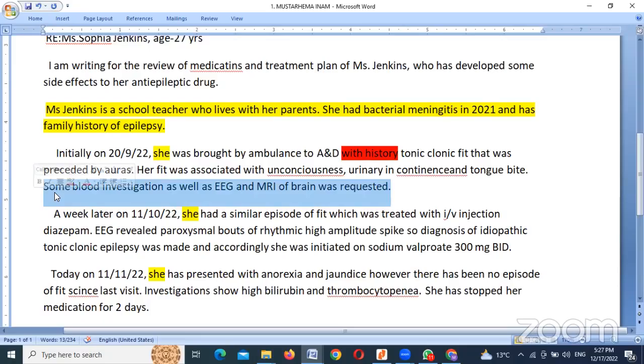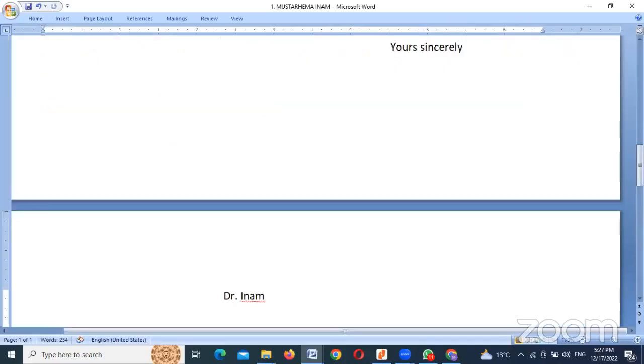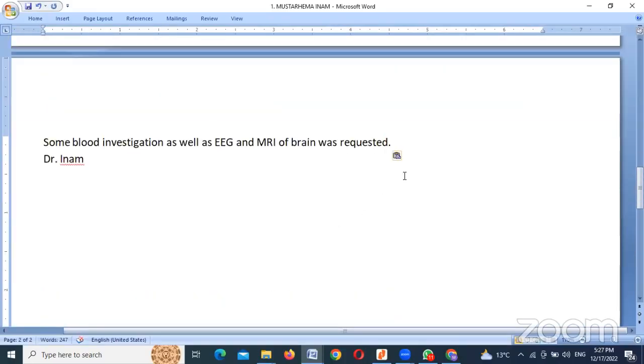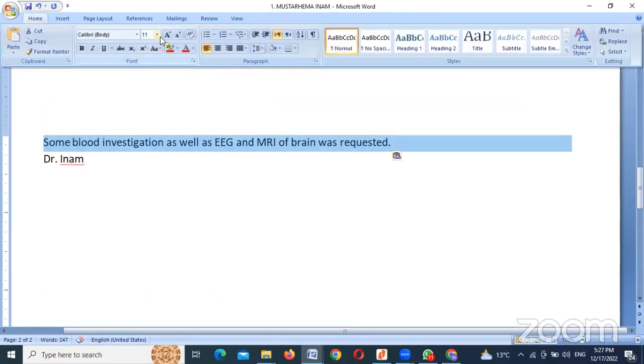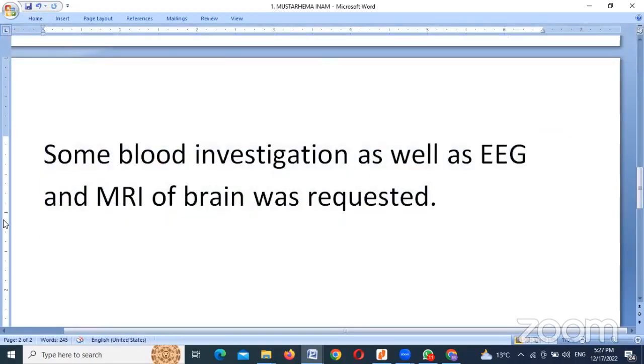Can anybody point out any mistake in this sentence? Can anybody point out any mistake in this sentence? Do you want me to make it bigger? Okay. Any mistake? What is the mistake?